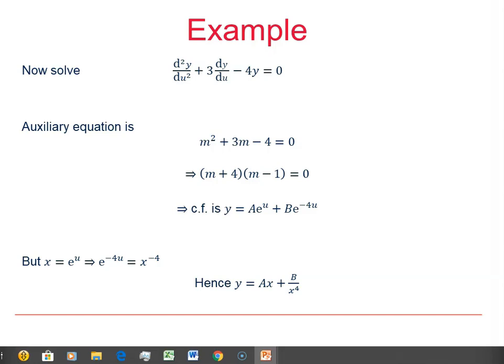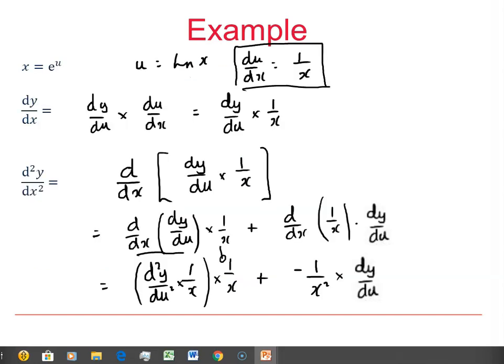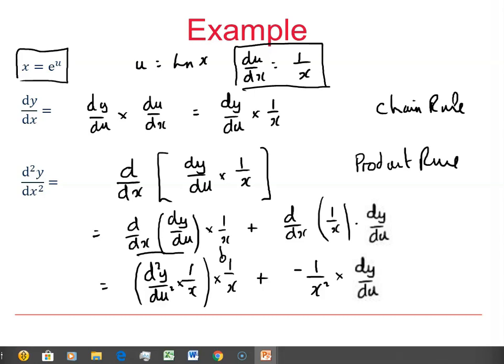So the hardest part of that is probably the initial part where we had to find the first and the second derivatives. And here it is once more, just for you to check through. We were given the substitution, and remember then that we had to differentiate using the chain rule. And then to get the second derivative, it required the product rule and also the chain rule.